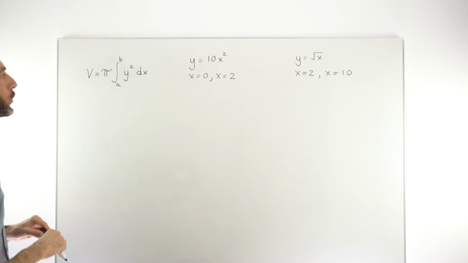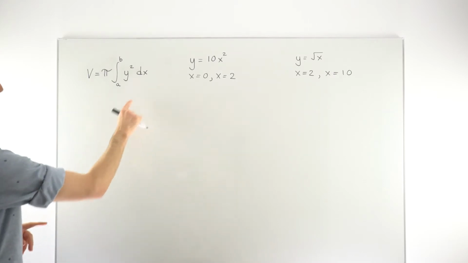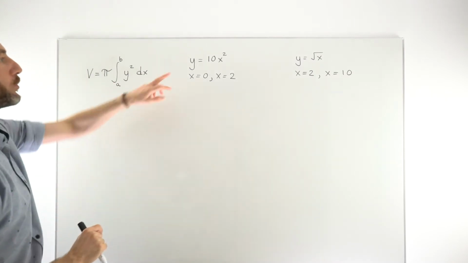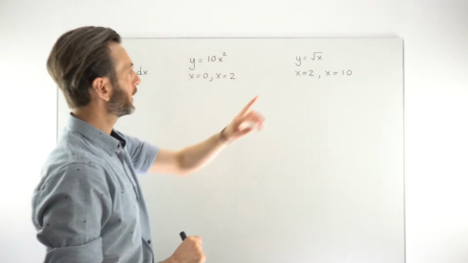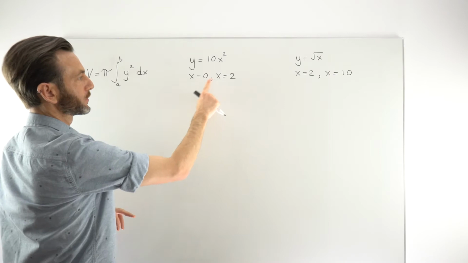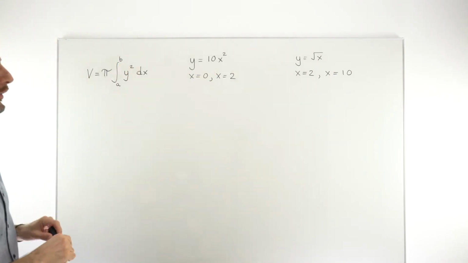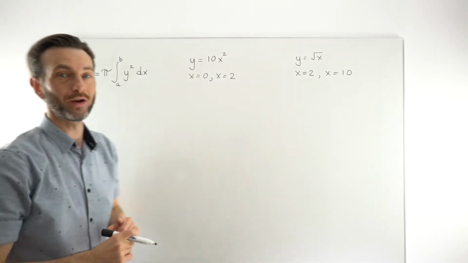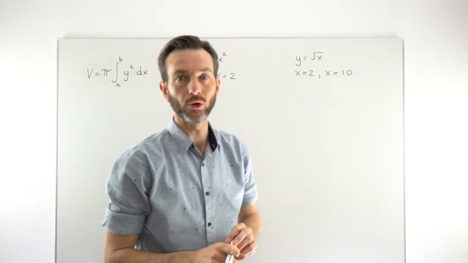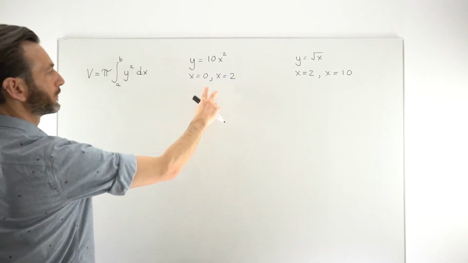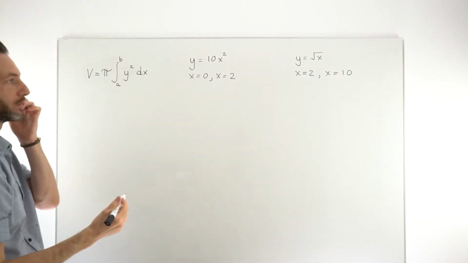Okay, so we're basically just going to use this formula and we're going to apply it to these two examples here. So we've got the functions and we've also got the limits. So these are the limits a and b for these two particular volumes of revolution. Sometimes you'll get a diagram in these questions, sometimes not. You don't necessarily need a diagram. If you've got enough information, you can just plug it straight into the formula.